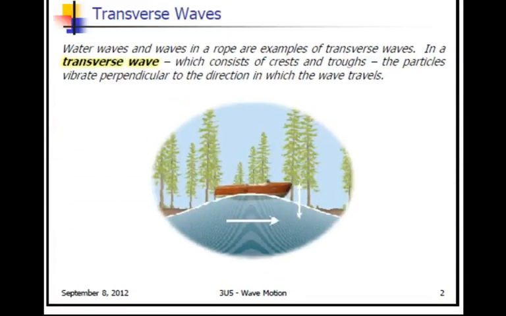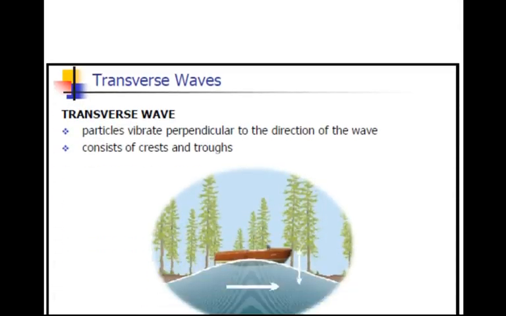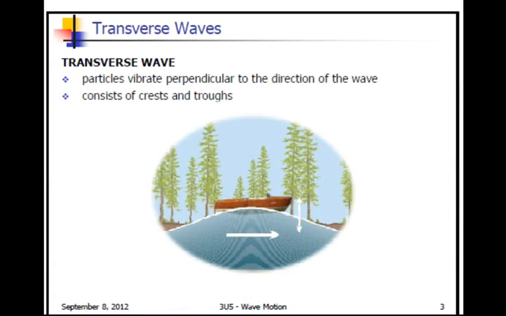For a transverse wave, the particles move up and down through crests and troughs as the energy from the wave travels through that medium. So on this water here, you can see that if this wave is moving to the right, the boat would be moving up and down as the water transfers that wave. So for a transverse wave, we have particles that vibrate perpendicular to the direction of the wave.